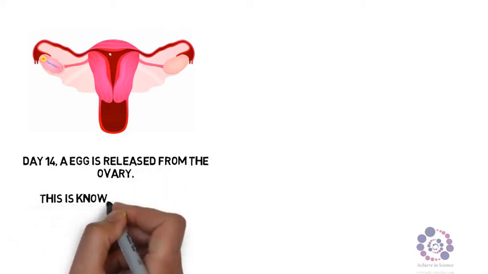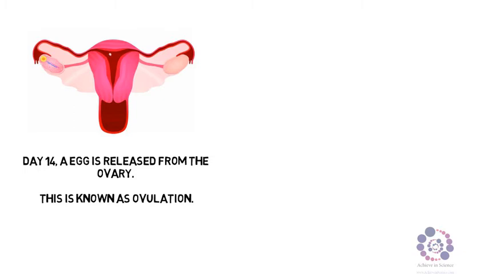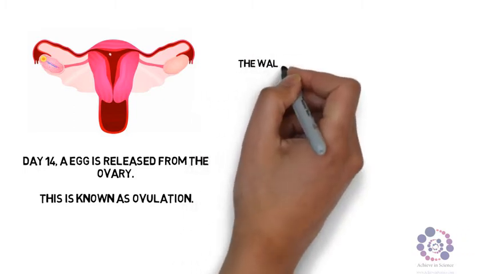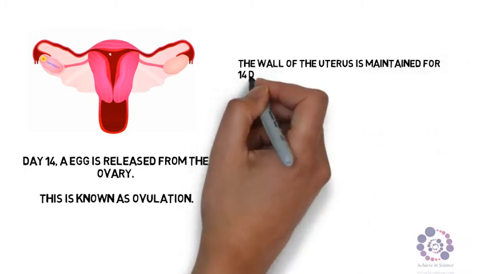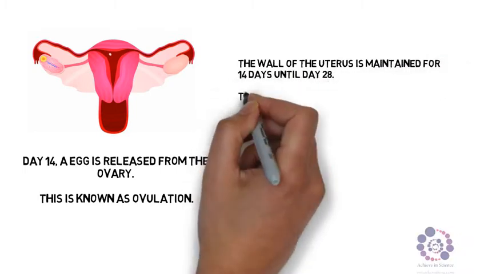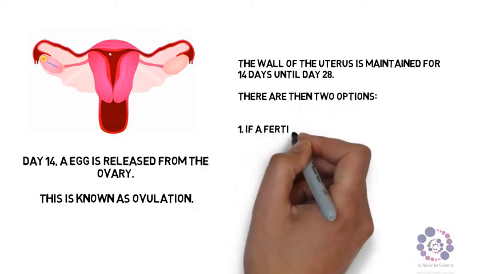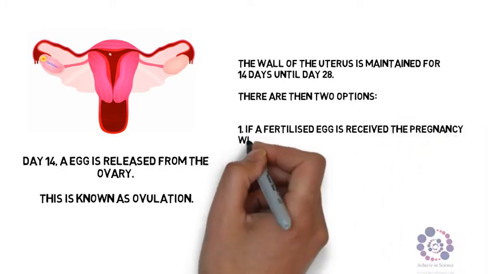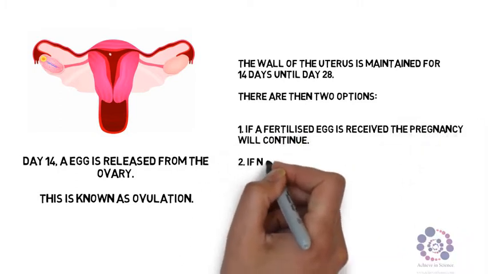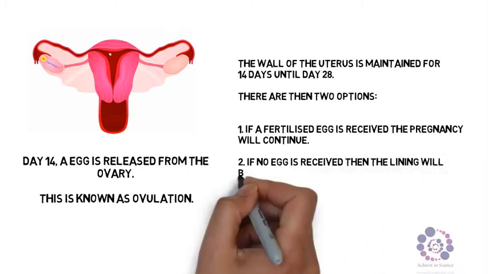After this point, the wall of the uterus is maintained for around about the next 14 days, so between day 14 and day 28. At this point, there are then two options. If the fertilized egg is received, then pregnancy will continue, and hopefully you'll have a nice young child at the 9 months. But if no egg is received, then the lining will break down and the cycle will begin again.